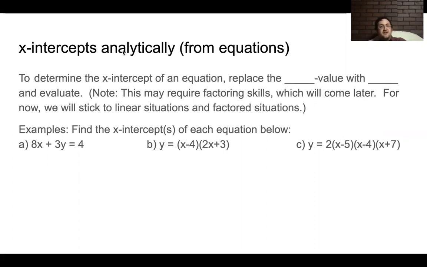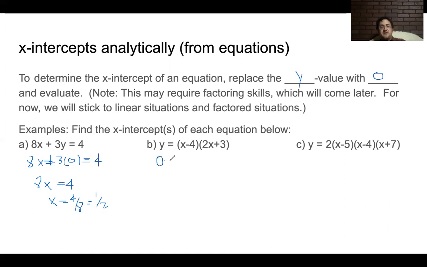Let's say we want to find the x-intercepts. We want to replace the y value with 0 and solve. So in this case here, I have 8x plus 3 times 0 equals 4. So that means that x is equal to 4 over 8, or 1/2.